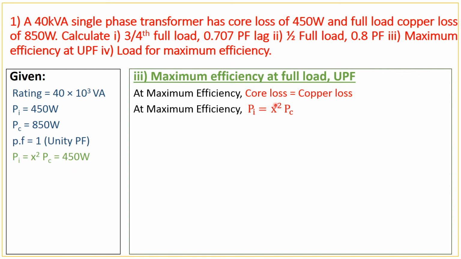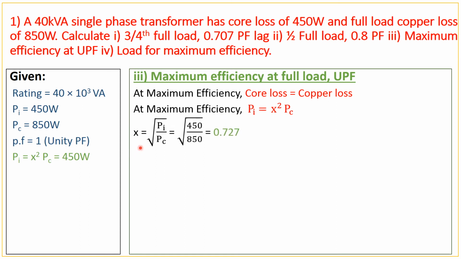Because though the condition is core loss is equal to copper loss, here core loss is constant loss. You cannot touch this. Only you can vary this. Therefore, I can vary the copper loss such that it can be equal to the core loss. Therefore, Pi is equal to x square Pc is equal to 450 watt.